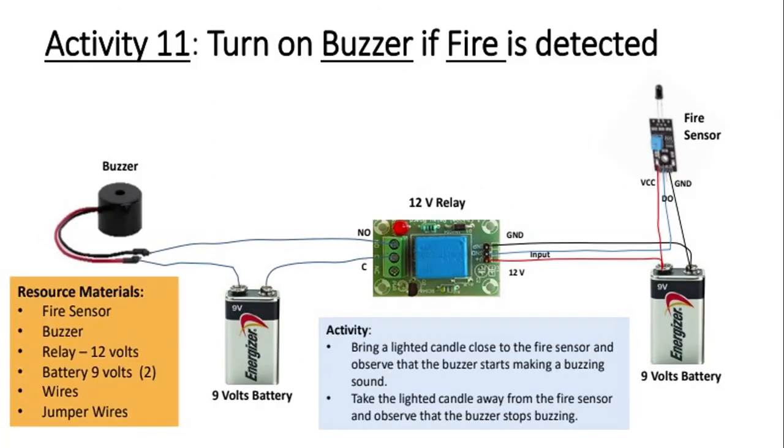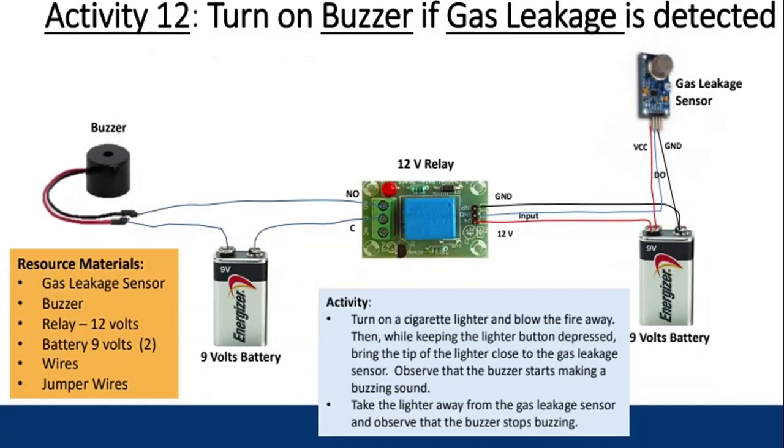Then we have an IR sensor, that is a fire sensor. Again this is the connection. When you bring a lighted candle close to the fire sensor, observe that the buzzer starts buzzing. Then take the lighted candle away from that particular fire sensor and observe that the buzzer sound goes off. So this is turning on a buzzer if fire is detected. A fire alarm can also be designed using simple circuitry.